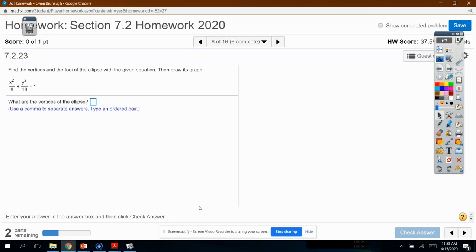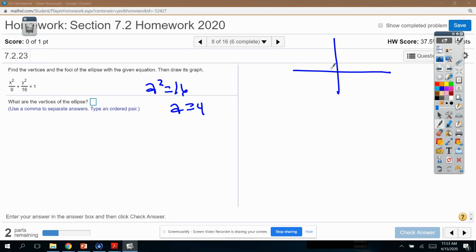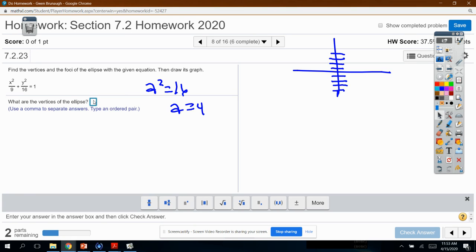All right, this one is already kind of ready to go. So we're going to get the vertices from the big number. A squared is 16. It's under the y, so A is 4. And in the y direction, I'm going to go up and down 4, and that is where my vertices are. So we're looking at 0, 4, and 0, -4.